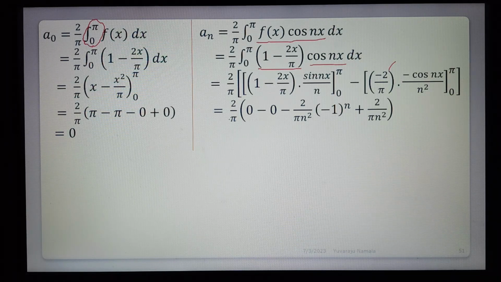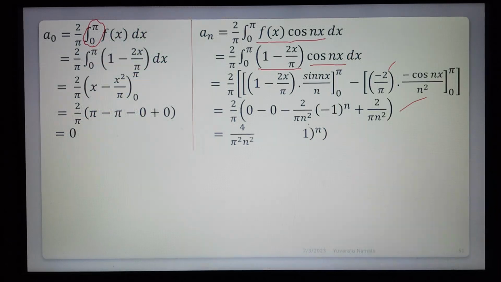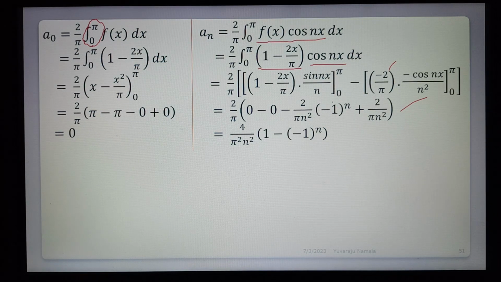So that is equal to 2 by 5. Substituting the limit, sin n pi is 0, sin 0 is 0. Minus of minus plus, minus plus minus 2 by pi n square common, cos n pi minus 1 for n. Next, the lower limit, minus to minus plus, plus into minus minus, minus to minus plus 2 by pi n square cos 0 is 1. So that is equal to, after simplification, 4 by pi square n square into 1 minus 1 whole power n.